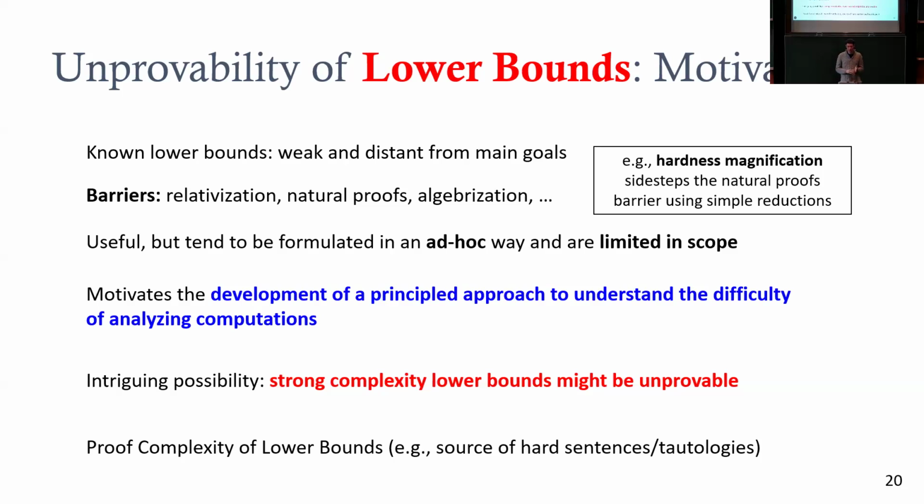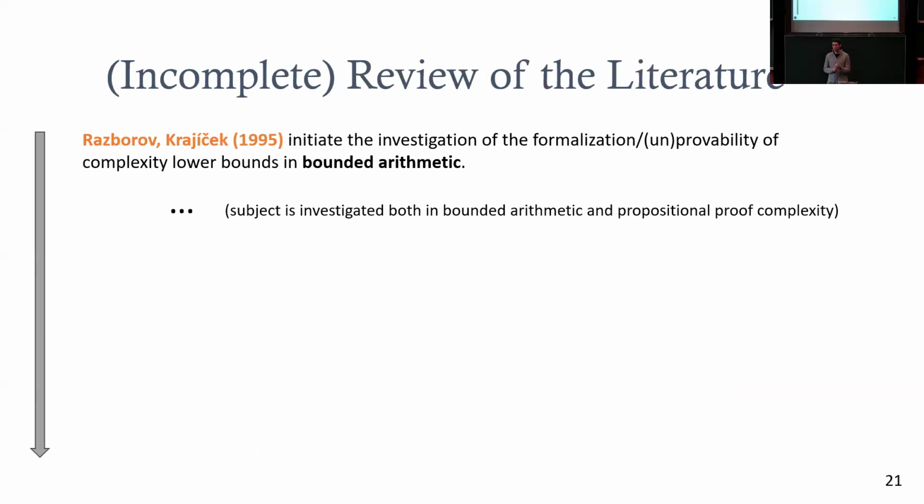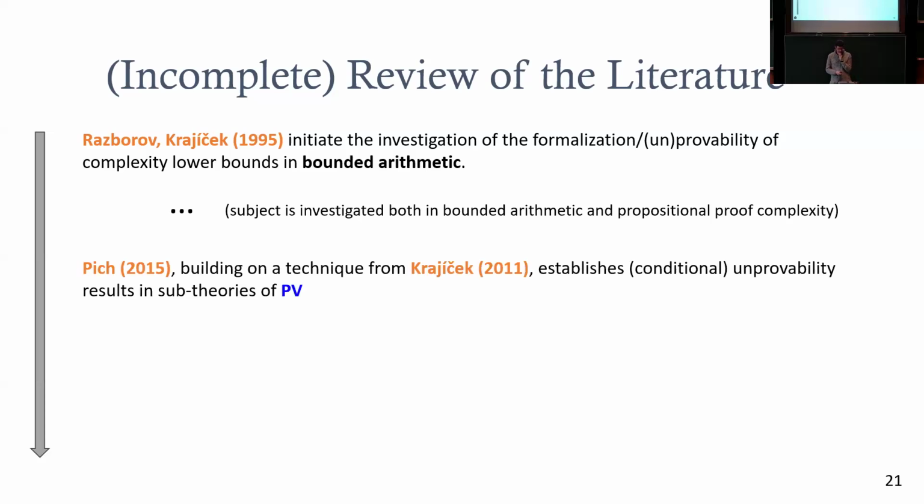At least to me, this is as interesting as the improbability of upper bounds, although they have different reasons. So what I want to do now is a very incomplete review of the literature in this area, so that I can tell you about some of the recent results. Sasha Razborov and Jan Krajicek in the early 90s initiated a more systematic investigation of the formalization and improbability of complexity lower bounds in bounded arithmetic. After this work, for many years, this has been investigated both in bounded arithmetic, but also in proof complexity, like the proof complexity of propositional formulas stating lower bounds. This has been investigated in many weak proof systems. But I will jump right to some of the results in bounded arithmetic that will be relevant for us.